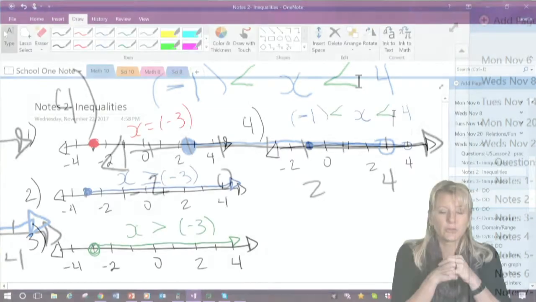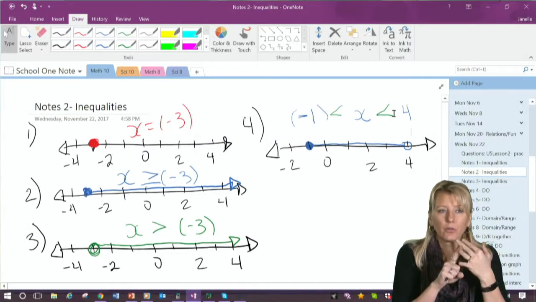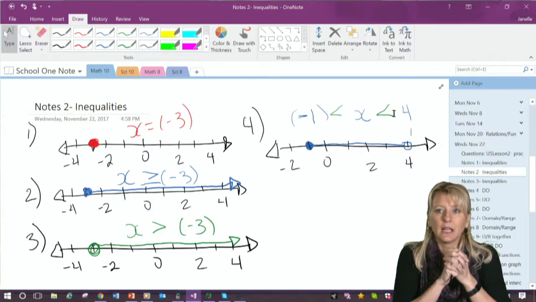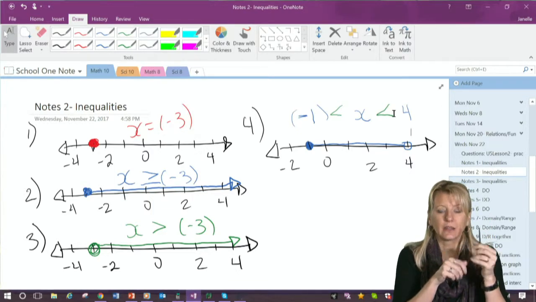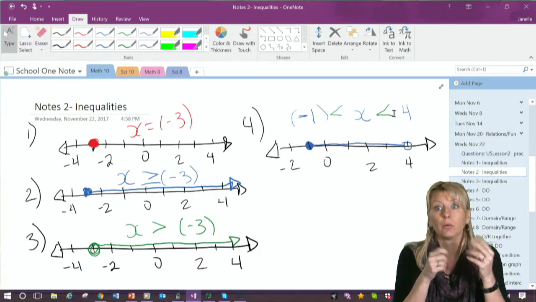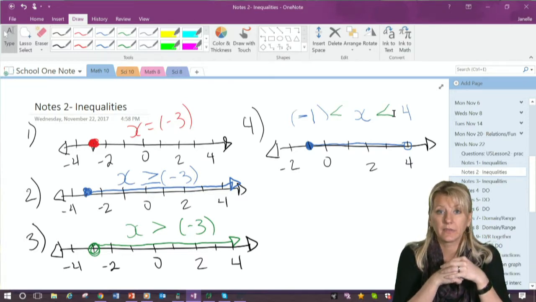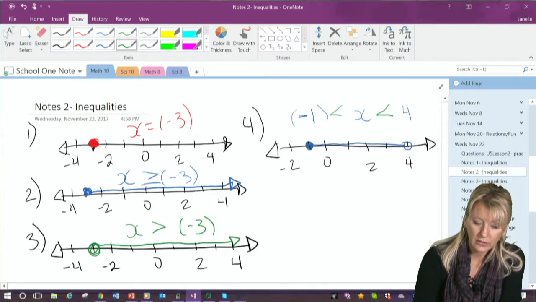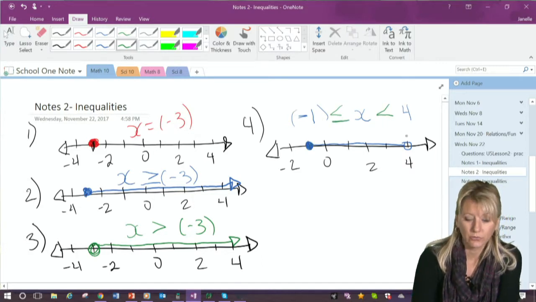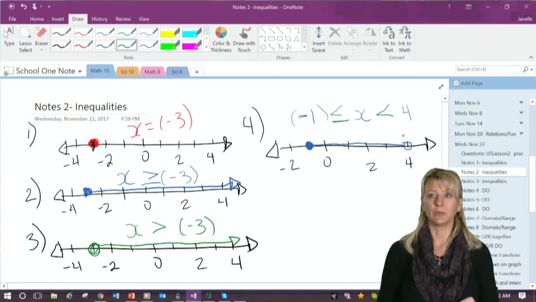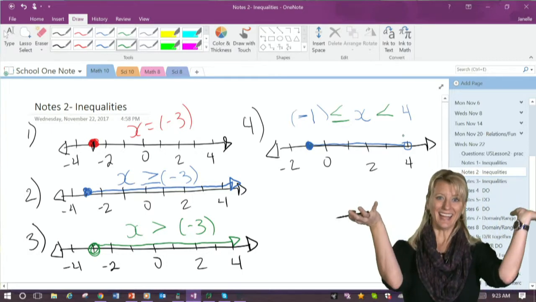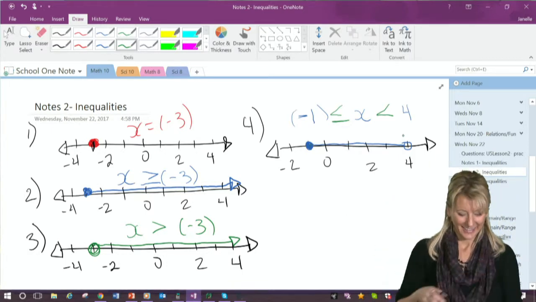So now, which one gets the line? One of them, both of them, or none of them? The one near the -1, or the one near the 4? Which one do I put the line on? Yeah, because this one is actually including it here, so I'm going to put it right there. But this one isn't. So the 4 is an open circle, so I don't need to do that. Yay! Good job, guys.